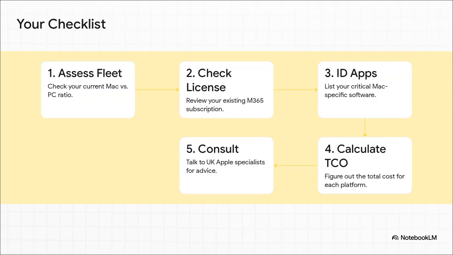All right, so here's your homework. Your action plan. First, get a real count. What is your Mac to PC ratio? Second, check your Microsoft 365 license. Are you already paying for Intune? Third, list out those critical Mac apps you can't live without. Fourth, do the maths on the total cost. And finally, if Macs are a big deal for you, please talk to an expert.